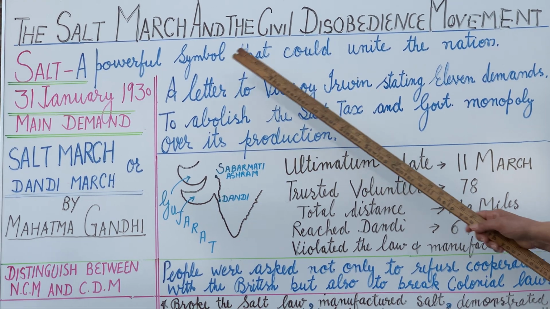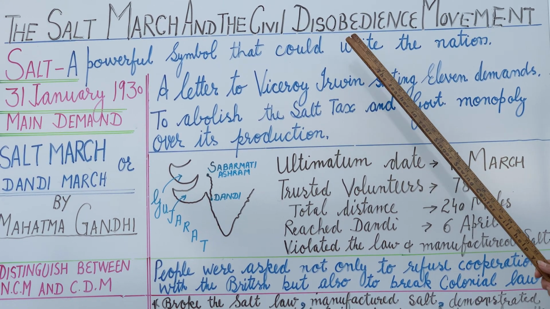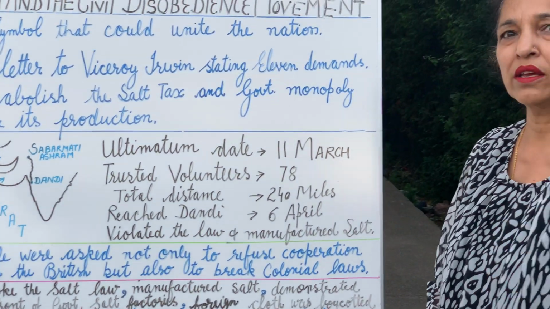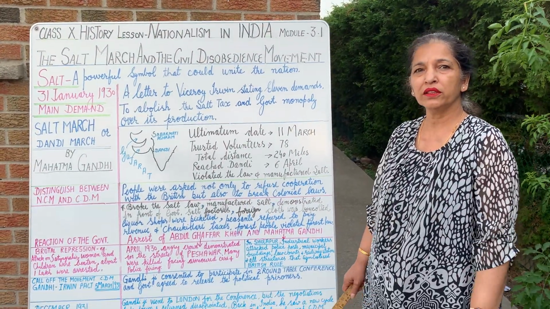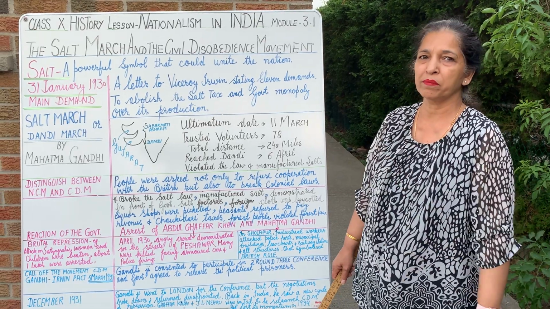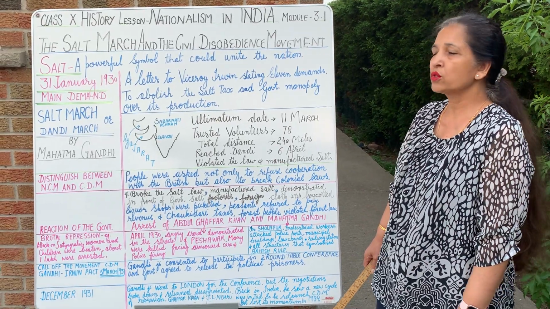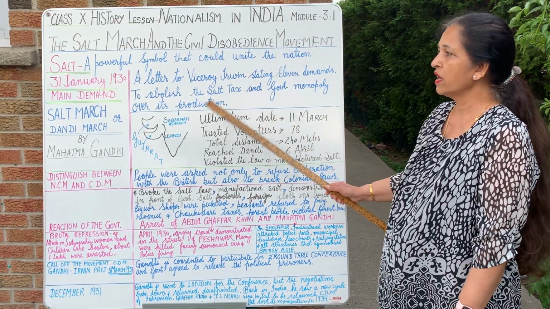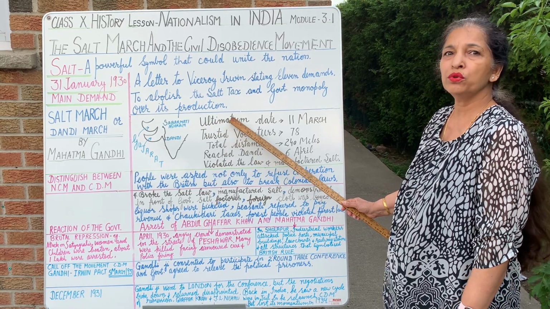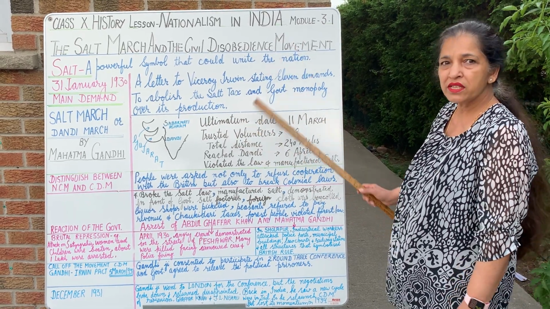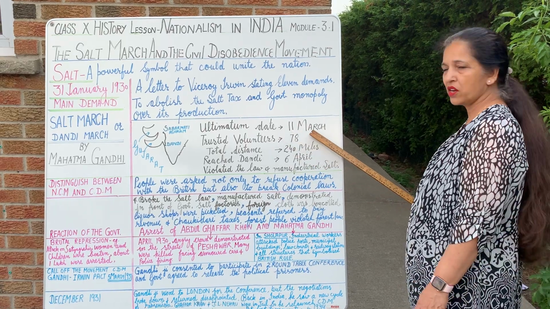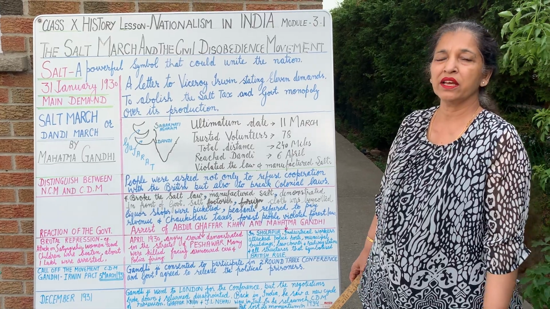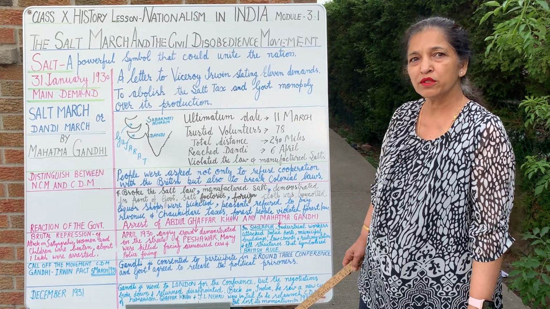Mahatma Gandhi saw salt, which was an essential item of food consumed by each and every one, as a way that all people all over the country could contribute to the movement. In the letter to the Viceroy Irwin, he gave an ultimatum that if these demands were not fulfilled by 11th March, then the Congress would launch a nationwide movement known as the Civil Disobedience Movement.